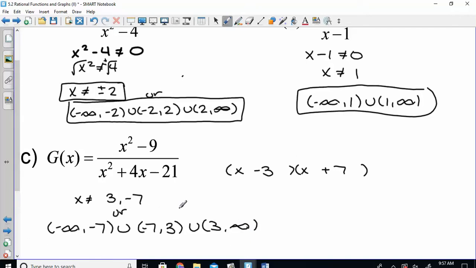All right, so we're good with domain? So the domain is really kind of like the vertical asymptote. So this one would have a vertical asymptote at +2 and -2. This one would have a vertical asymptote at 1. So the domain and the vertical asymptote piece is essentially the same.